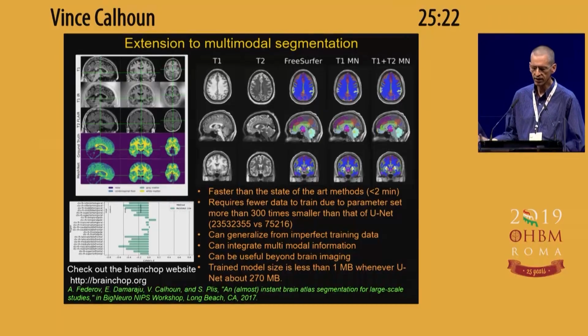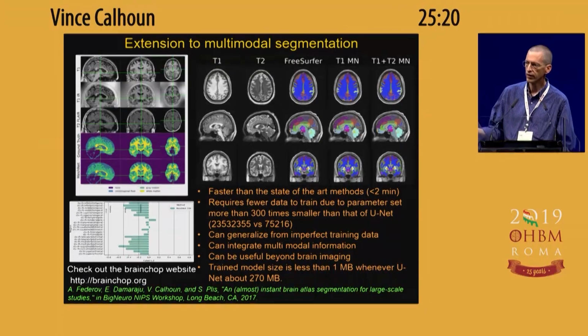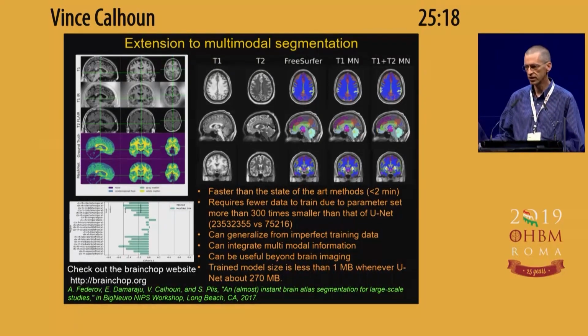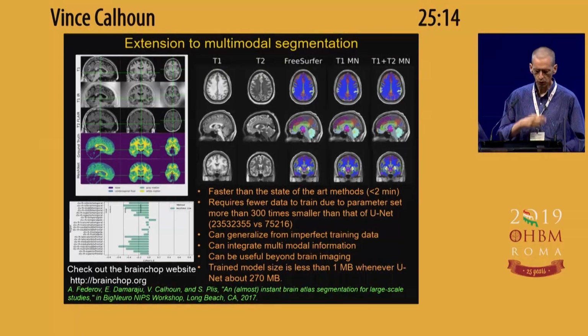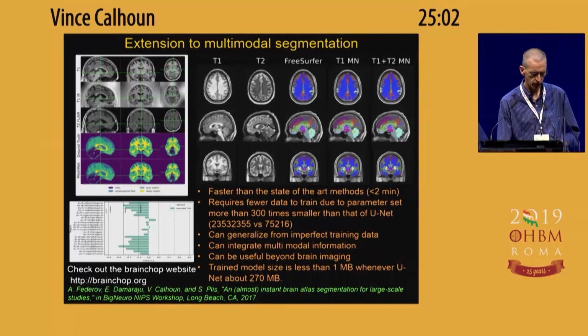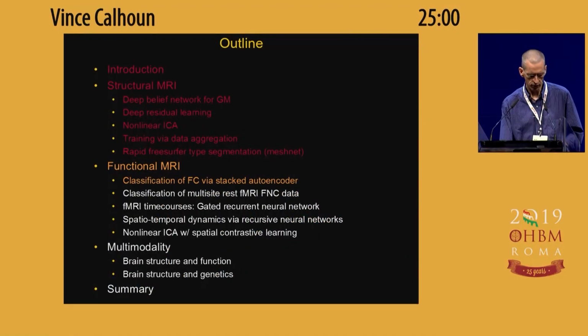Once you train this model, applying it to new data is relatively quick because your weights are now fixed. So we can do essentially a FreeSurfer quality decomposition in just a couple of minutes, as opposed to on one processor it can take half a day to a full day to run the native FreeSurfer. Okay, so that's structural MRI.